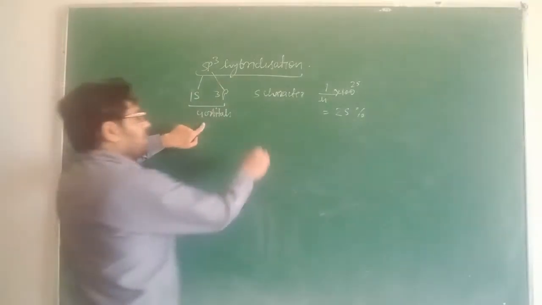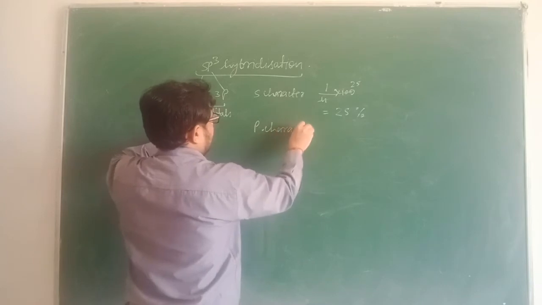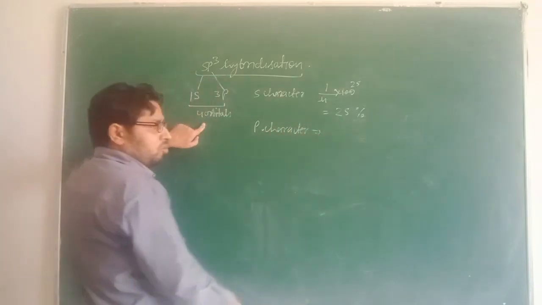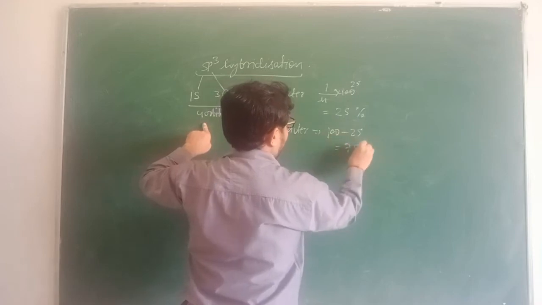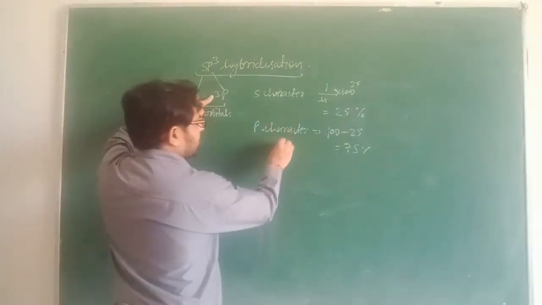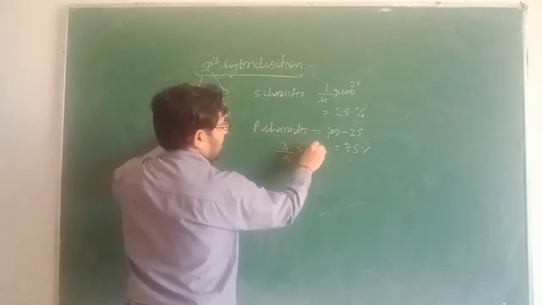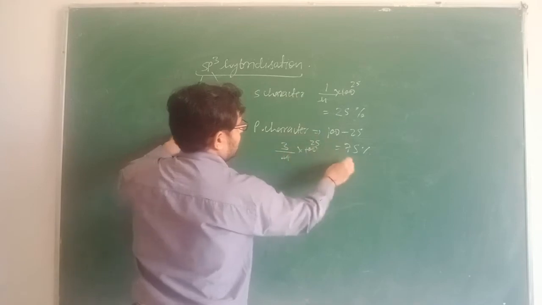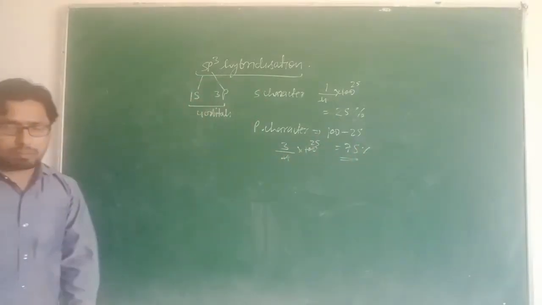Then what is the p character available here? The rest is the p character. Either you can go 100 minus 25, which comes to 75%. Otherwise, you can find out from the formula. Total p orbitals is 3, total orbitals is 4, multiplied by 100, so 3 by 4 is 75%. This is also the way to find out the s character and p character.